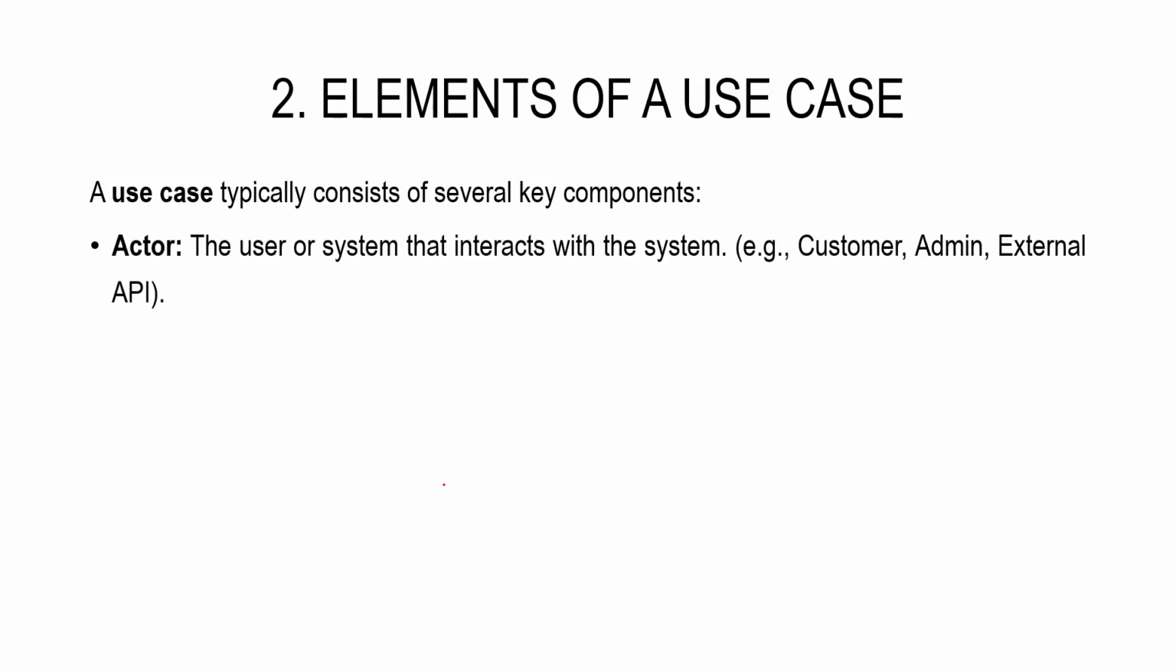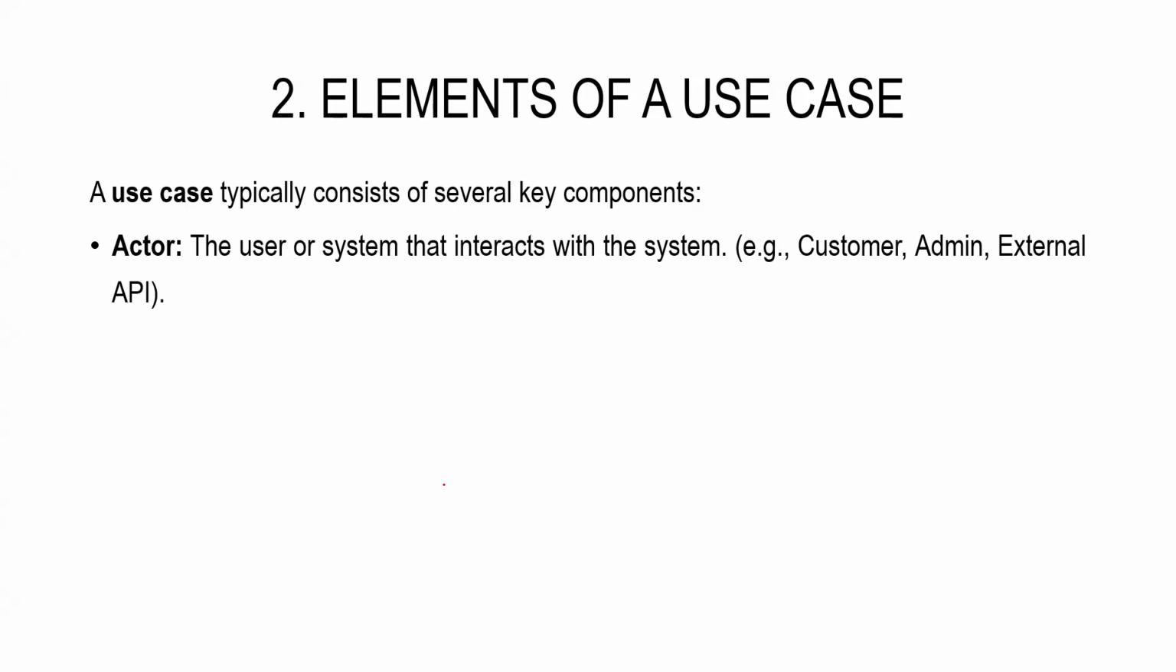Let's just look at some elements that a use case has. One, a use case typically consists of several components. The first one being an actor, which I've spoken about. The actor is a user or system that interacts with the system. When we say system, we are looking at the secondary actor.